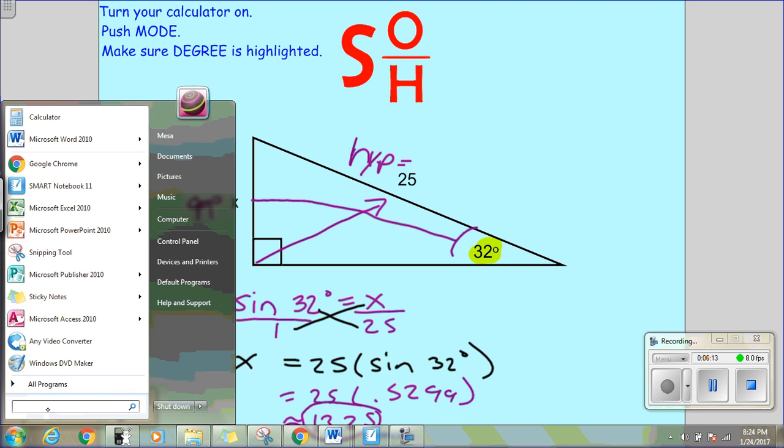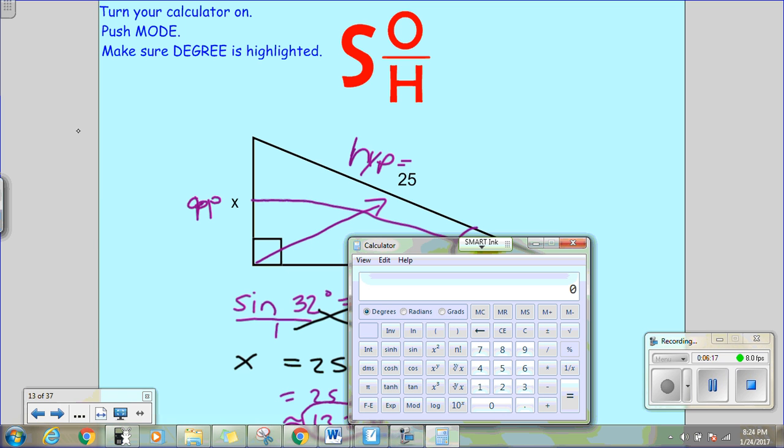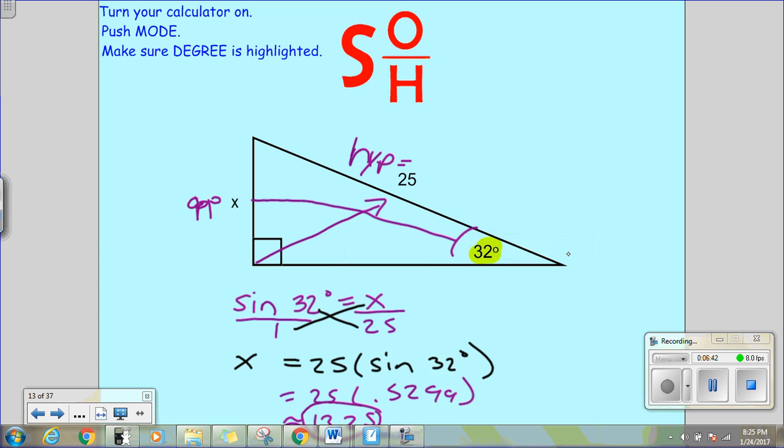The calculator that comes with every computer or every smartphone can still do trigonometry. Make sure it's in degrees. And then on this one, I believe you have to type, can you do sine first? No, clear. You have to do 32 and then hit sine. And see, there it goes, 0.5299. That's the only difference. You have to do it step by step.